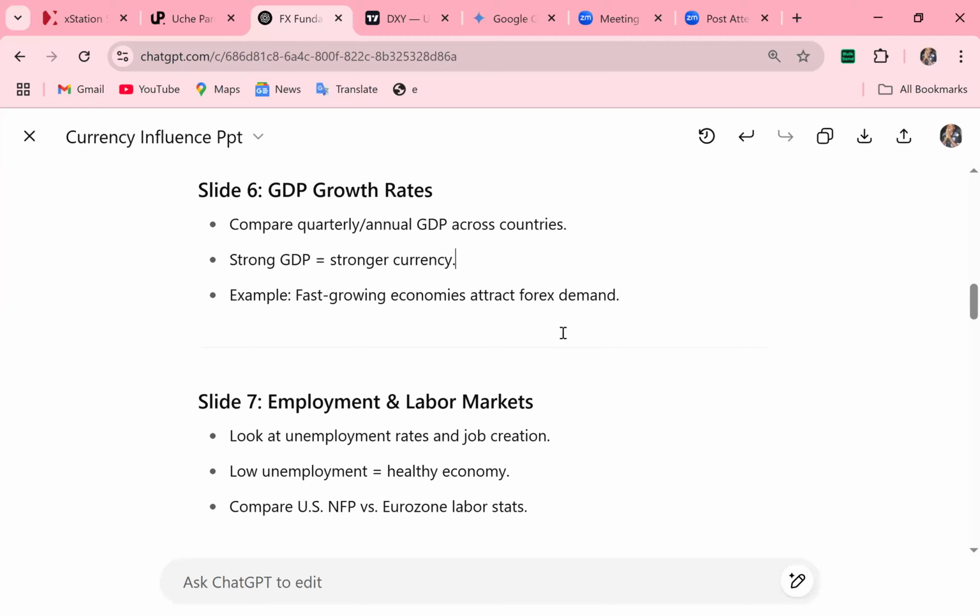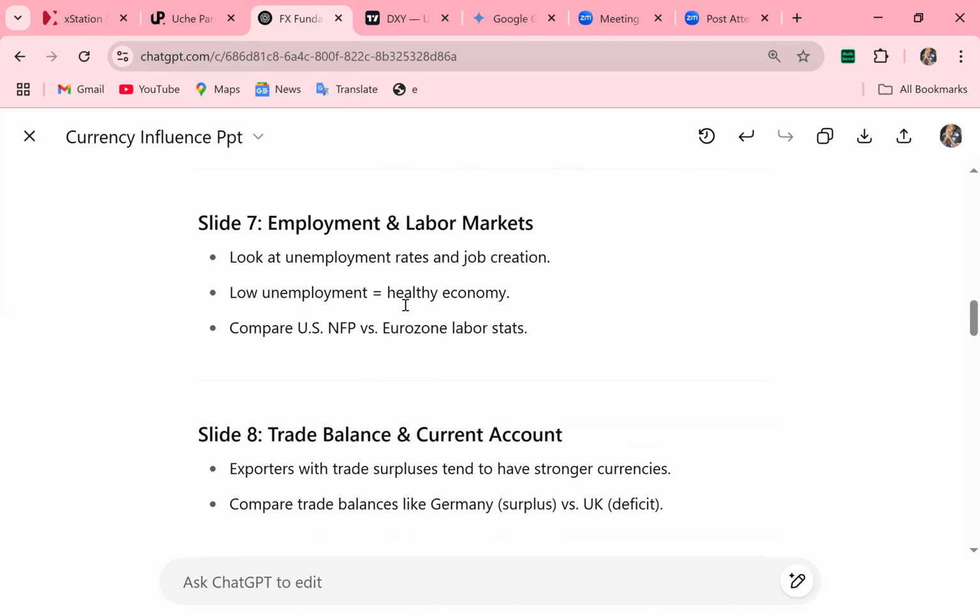Now, look at the example it is giving us here. A fast-growing economy attracts Forex demand. Sure, because when the GDP is strong, it's a sign of economic growth, and it will attract demand. We know about the unemployment rate, which relates to non-farm payroll and job creation across different countries. Now, low unemployment will mean a healthy economy, because many people have jobs. Fewer people don't have a job, so people are busy doing something.